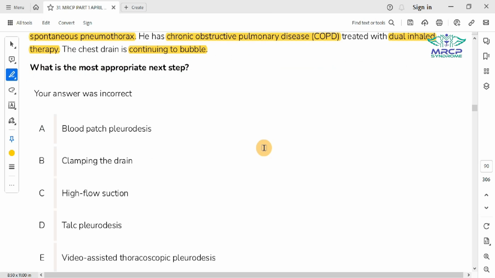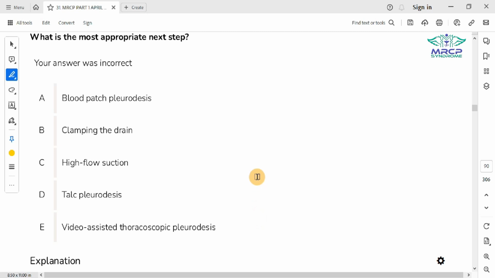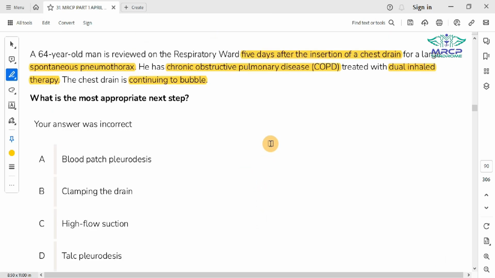What's the most appropriate next step? The blood patch, pleurodesis, clamping of the drain, high flow suction, talc pleurodesis, video assisted thoracoscopic pleurodesis. A 64-year-old man is reviewed on the respiratory ward 5 days after the insertion of a chest drain for a large spontaneous pneumothorax. He has COPD, treated with dual inhaled therapy. The chest drain is continuing to bubble.